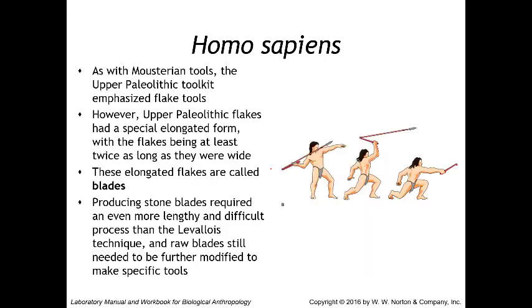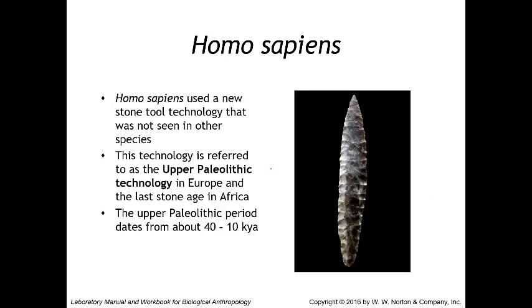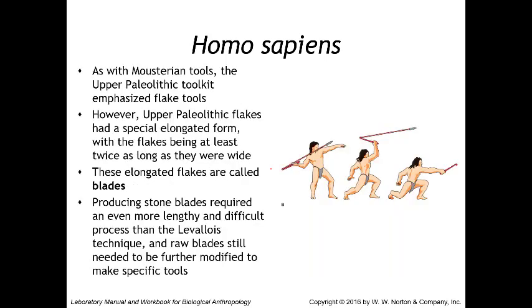As with our Mousterian tools, the Upper Paleolithic toolkit emphasized the flake tools. However, the Upper Paleolithic flakes had a special elongated form, with the flakes being at least twice as long as they were wide, which you can see in this image here. This is actually a lot longer than it is wide. These elongated flakes are called blades. Producing stone blades required an even more lengthy and difficult process than the Levallois technique, and raw blades still needed to be further modified to make specific tools.